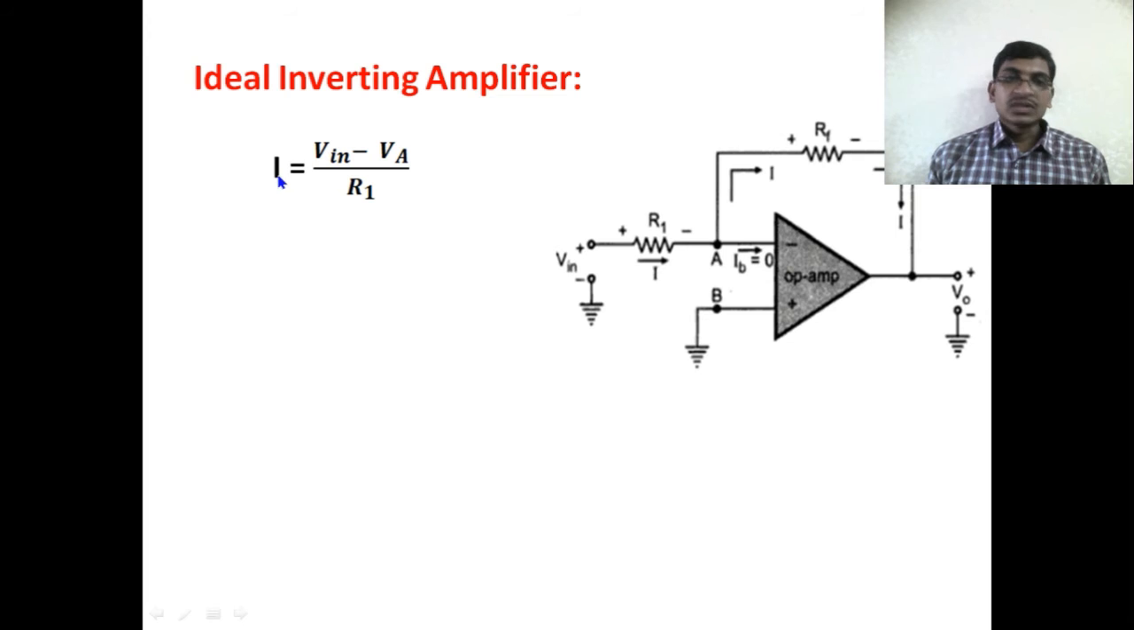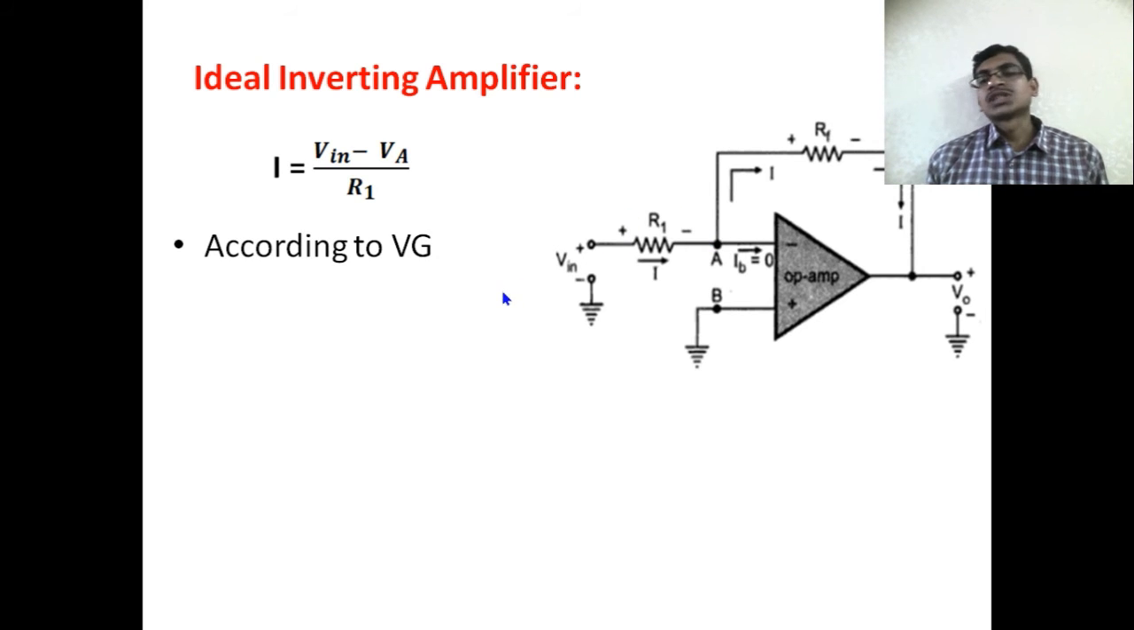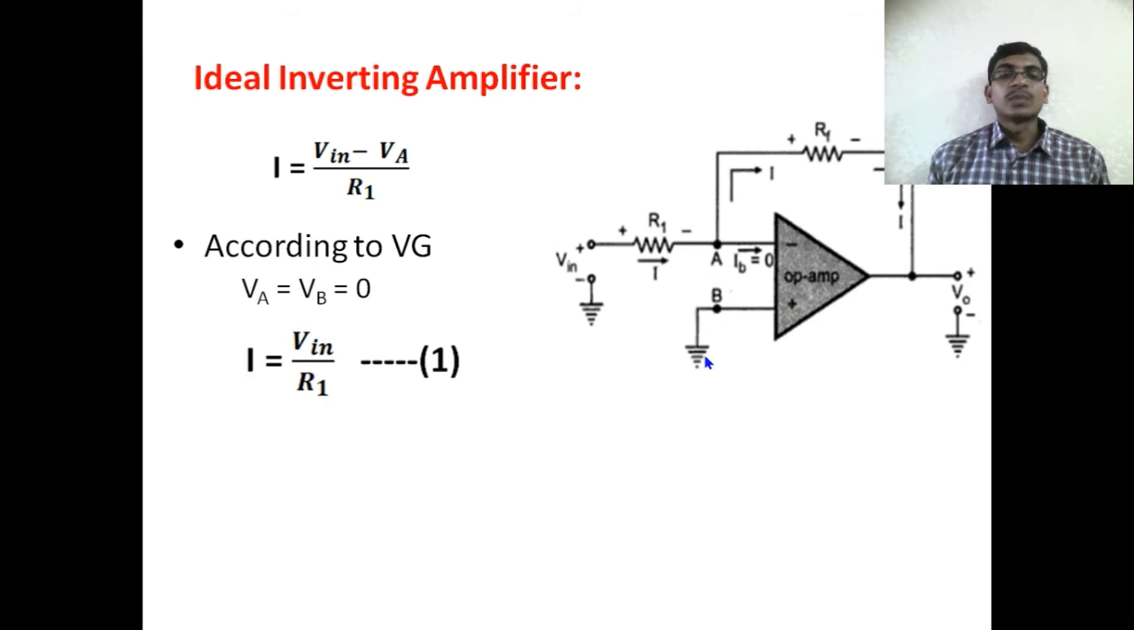Let us derive the equation for the current I. I is equal to Vin minus Va divided by R1. According to the virtual ground, we know that the voltage at both input terminals is equal to 0, which means that Va is equal to Vb is equal to 0. Va and Vb both are equal to 0 because Vb has been given to the ground potential.